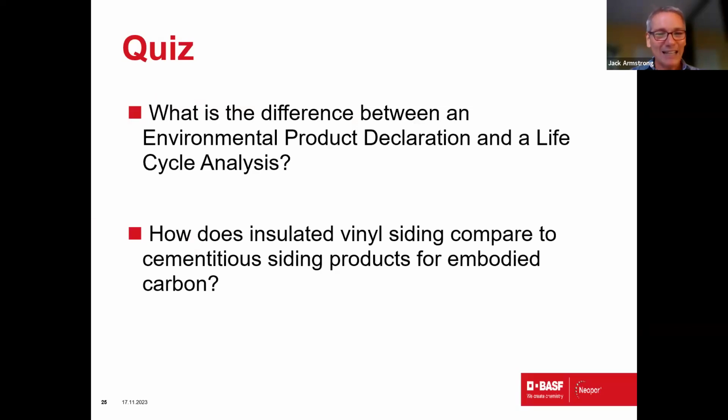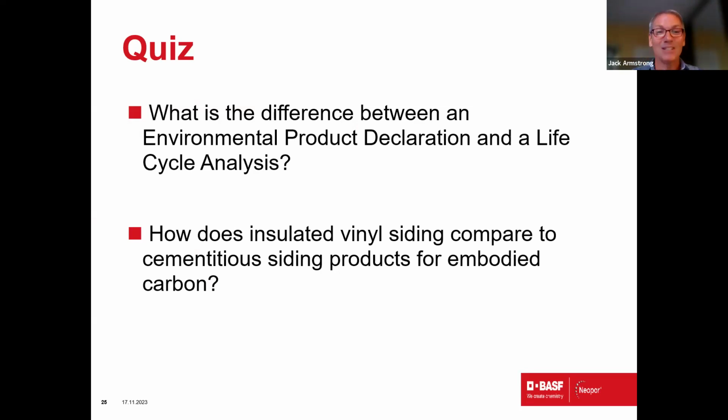So lastly, for those of you that want to figure out if you've gotten the gist of what was going on here, in this little quiz: what is the difference between an environmental product declaration and a life cycle analysis? And then lastly, how does insulated vinyl siding compare to cementitious siding products for embodied carbon? In the event you want to think about it a while, pause this video, and then you can come back and I'll tell you the answer.